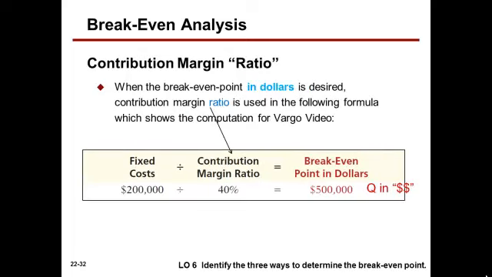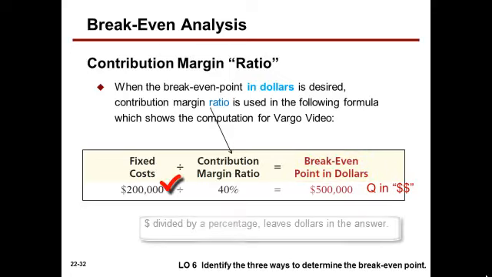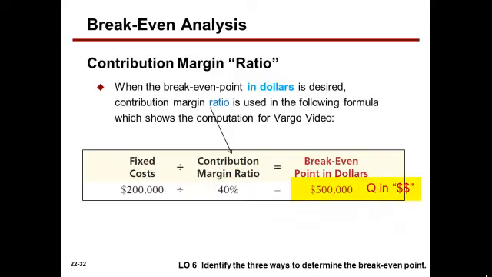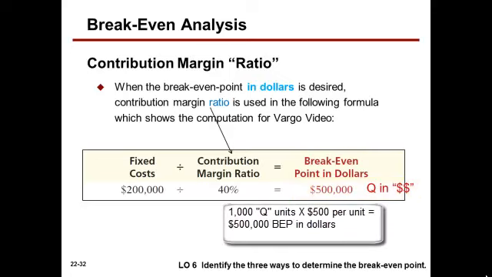Let's calculate using the contribution margin ratio. This will give us not units, but dollars. So if the break-even point in dollars is desired, we'll take our fixed costs and divide them by the contribution margin ratio. So $200,000 divided by 40% gives us a $500,000 break-even point in dollars. Said otherwise, if our break-even point was 1,000 units, 1,000 units times our selling price of $500 is our break-even point in sales dollars, or $500,000.